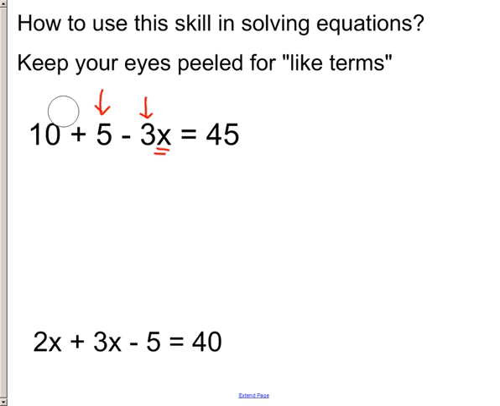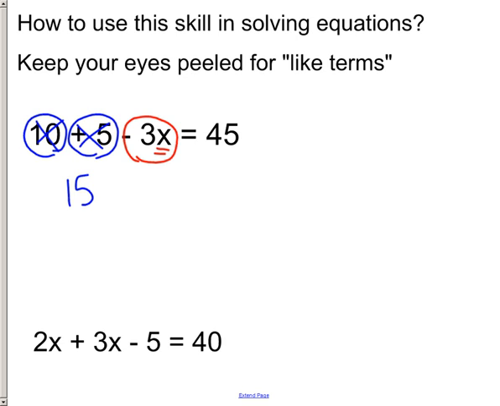Before you go and do anything, though, see if there's any terms that you can combine into like terms. So here's a 10, here's a 5, this one's got an x on it, so that's not a like term. And ignore what's on the other side of the equation. Just focus on the side that has the variable. Well, 10 plus 5 is 15. So by combining these two numbers, we've reduced from having to get rid of 3 numbers down to just 2 numbers.